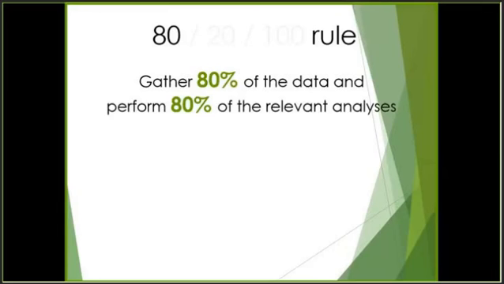So the number 80 part of this rule is gather 80% of the data and perform 80% of the relevant analyses. Remember, these numbers are just guidelines. The 80% may be 70, 65, 90. The relevant data and analyses will be determined by your expert judgment prior to the rule, paired with the rule one's ability to eliminate unimportant decisions.